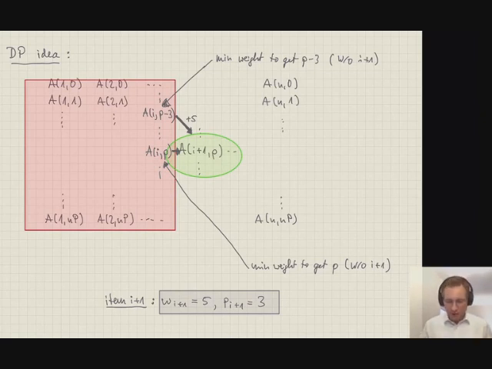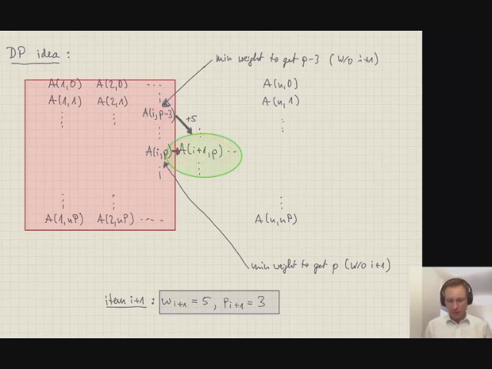If on the other hand, I want to include this I plus first item, then in order to achieve this profit value of P, since the profit of this item is 3, I look into the table: what was the minimum weight to achieve a profit 3 less? So this was the minimum weight to achieve a profit P minus 3. And then I take this weight and I add the weight of item number I plus 1 to that number, and that would give me the corresponding entry here.